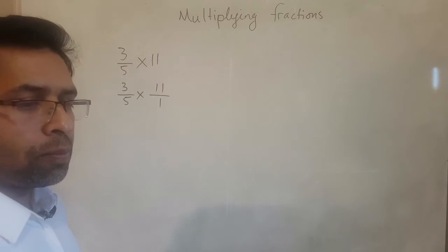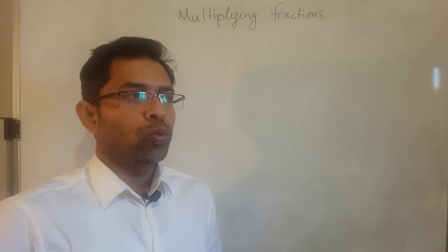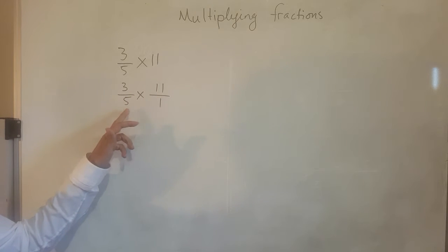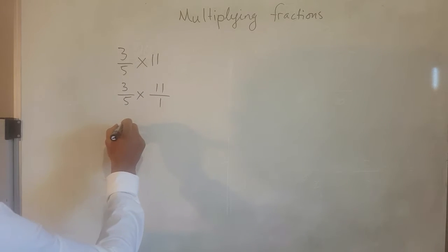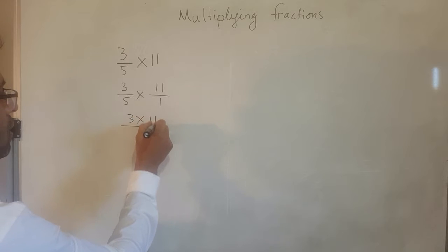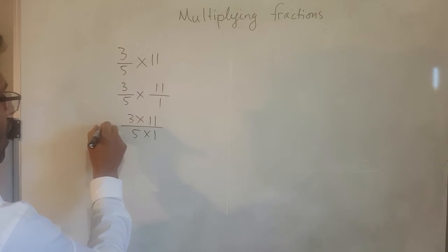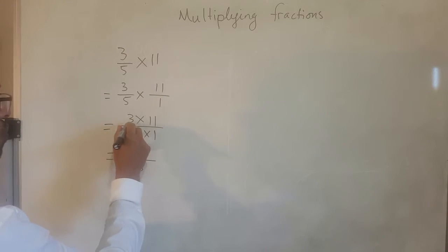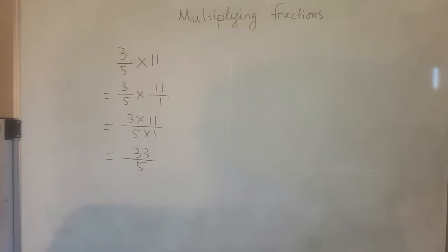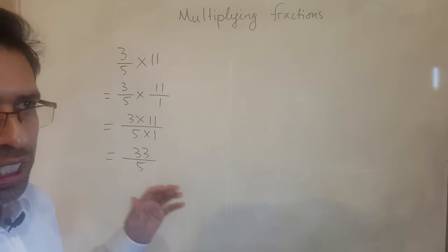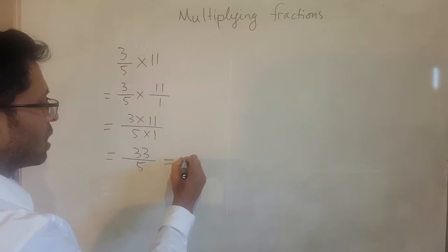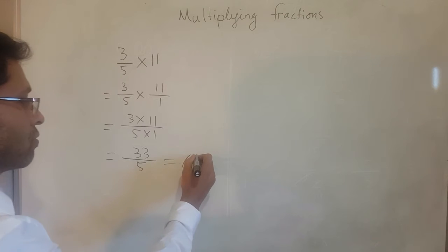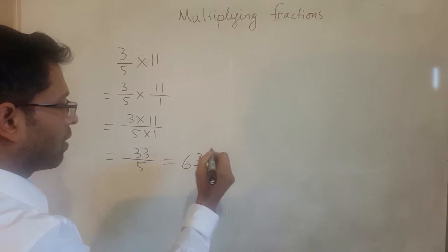When we are doing multiplication, the main principle is we need to multiply the numerator with the numerator and denominator with denominator. So if you do that, then it will be 3 times 11 and 5 times 1. And finally, 5 times 1 is 5, 3 times 11 is 33. And as it is an improper fraction, we can convert it to the mixed number, which is 5 times 6 is 30 and 3 left. So it would be 6 and 3 over 5.